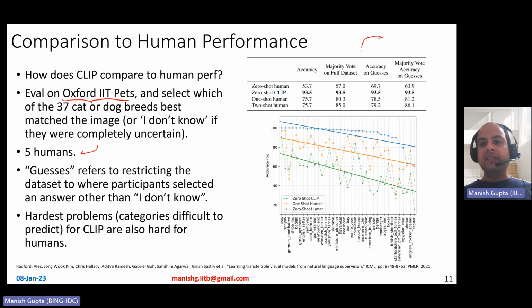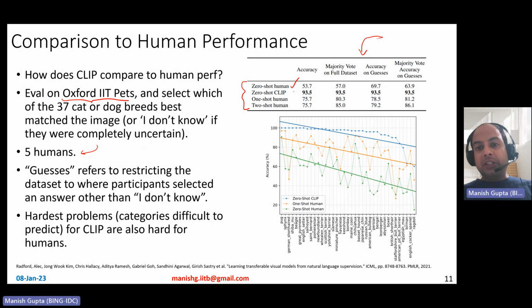What you observe here are the results. There are 4 methods: zero-shot human, which basically means that people were just shown images and asked to guess, with no training. And by the way, I'm very bad at figuring out dog breeds, honestly. Several people are. But these 5 humans, I don't know how good they were at identifying dog breeds or cat breeds anyway.